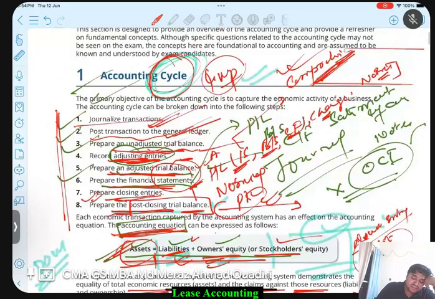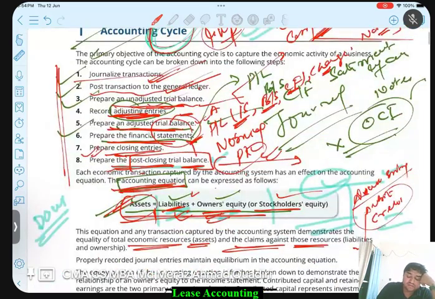When you prepare the financial statements, you prepare the P&L or income statement, balance sheet, cash flow statement, statement of changes in equity, and notes on accounts. So these are the things you need to prepare while preparing your financial statements.